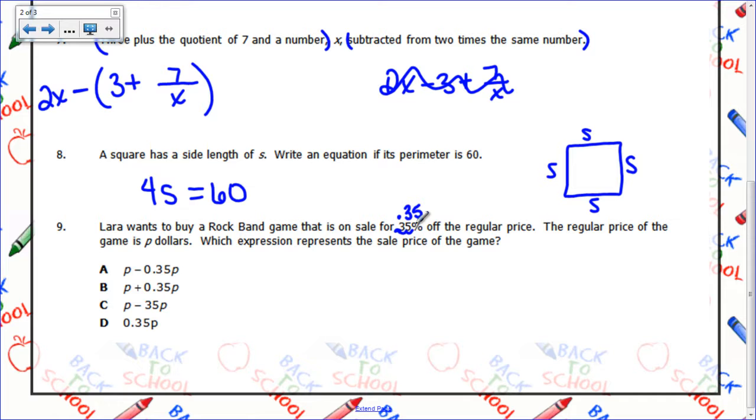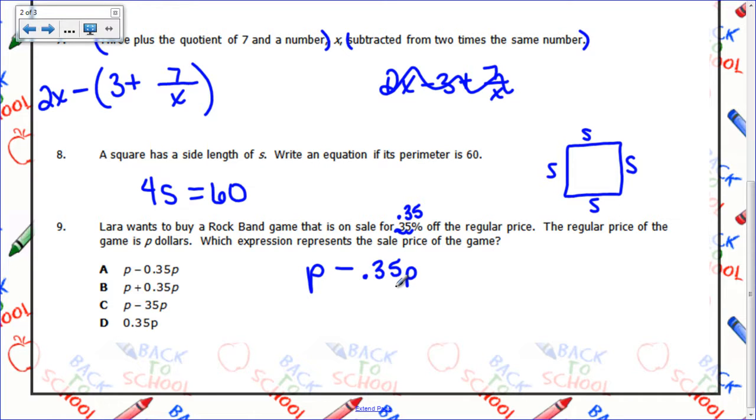The regular price of the game is P dollars. We don't know how much, it's P. We want the expression that represents the sale price. Well, to find the sale price, I would take the regular price, and from that I would subtract the discount, which would be 35% of the regular price. And so this would be my expression.